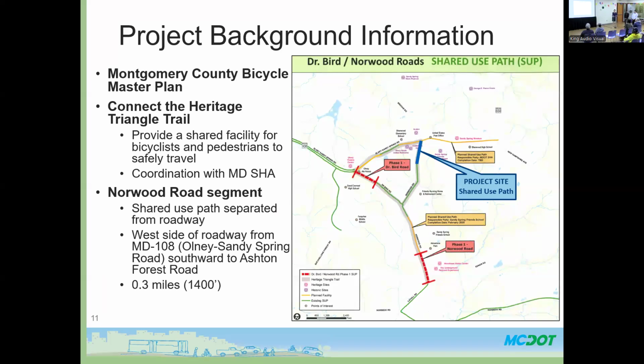Any other questions? How much land are you acquiring? For this project, we don't have, do you have the square footage information?